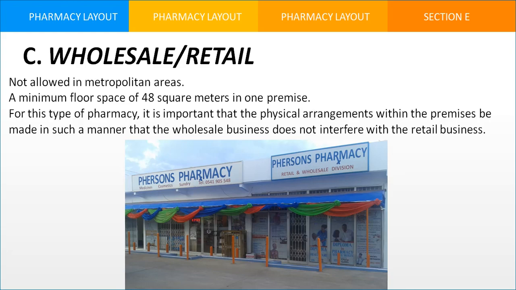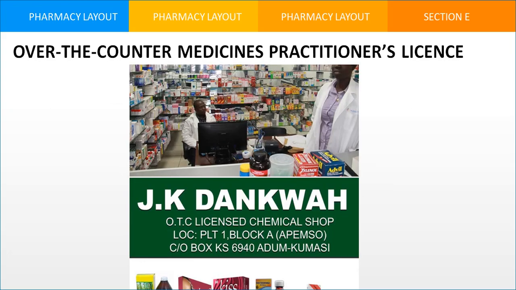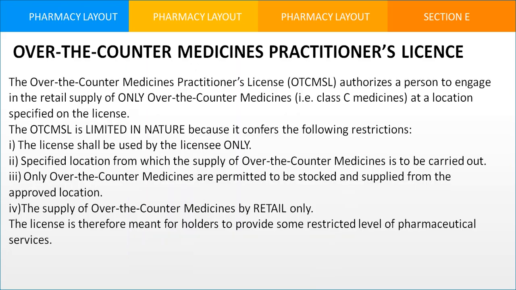So this is one of our shops at Israel, you can see it's a wholesale and a retail facility. We do both wholesaling and retail selling. All right. So that's a wholesale and retail shop for you. Now, when it comes to the over-the-counter medicine sellers license, this license normally is given for people who want to only sell Class C medicines. They are normally not pharmacists. You don't need a pharmacist to be there. And that is how the chemical sellers license is.